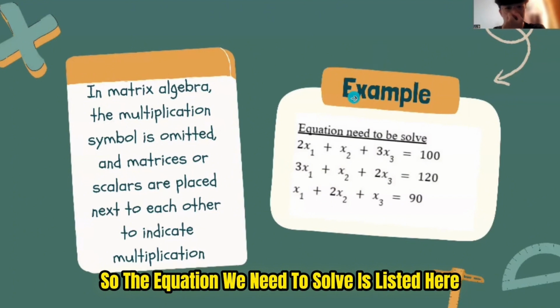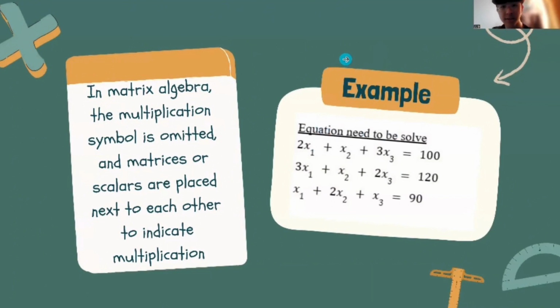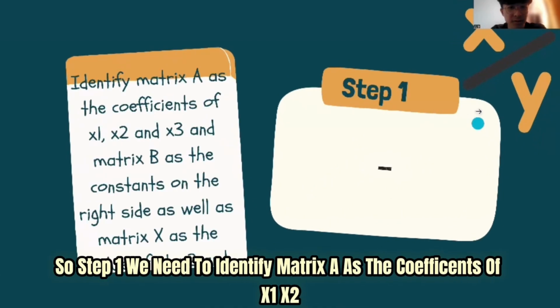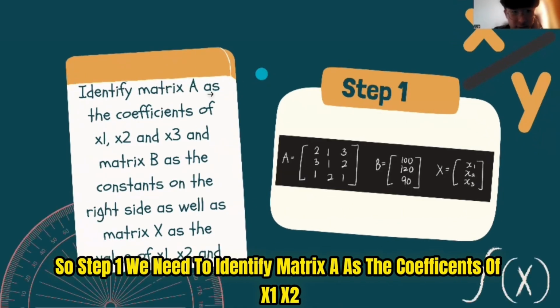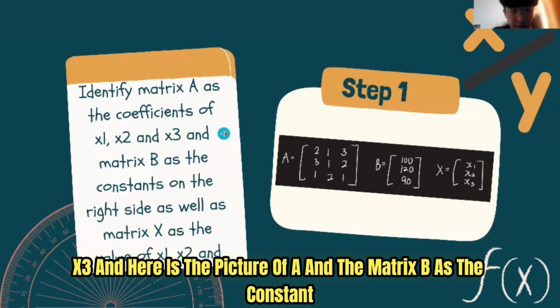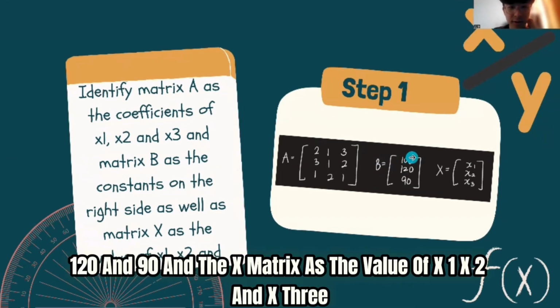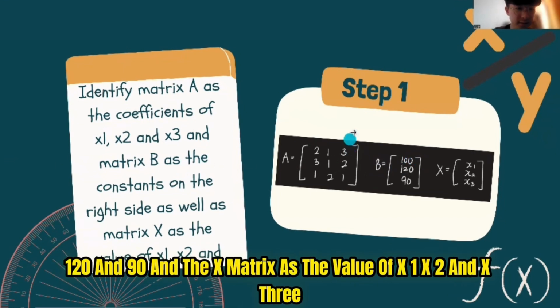The equations we need to solve are listed here: 2x1 plus x2 plus 3x3 equals 100, the second equation is 3x1 plus x2 plus 2x3 equals 120, and x1 plus 2x2 plus x3 equals 90. So step 1, we need to identify matrix A as the coefficients of x1, x2, x3, and here is the picture of A, and matrix B as the constants, 100, 120, and 90, and the X matrix as the values of x1, x2, and x3.